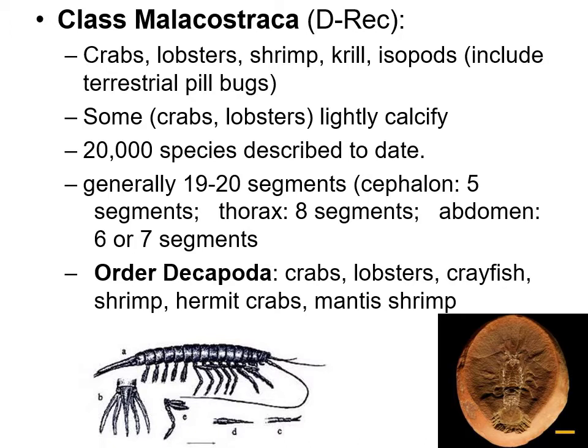We have about 20,000 species described to date. These generally have between 19 to 20 segments. Their cephalon has 5 segments, or their head has 5 segments. Their thorax has 8, and the abdomen 6 or 7.